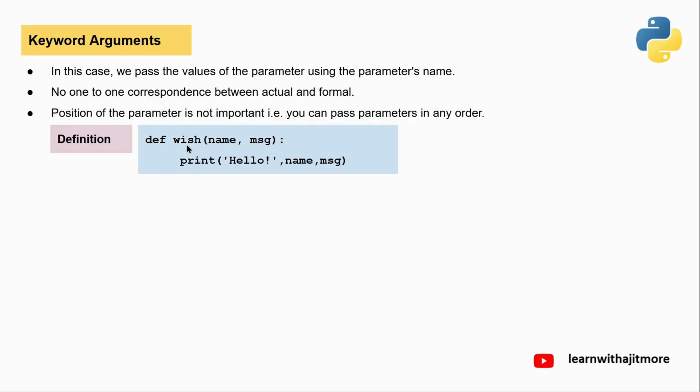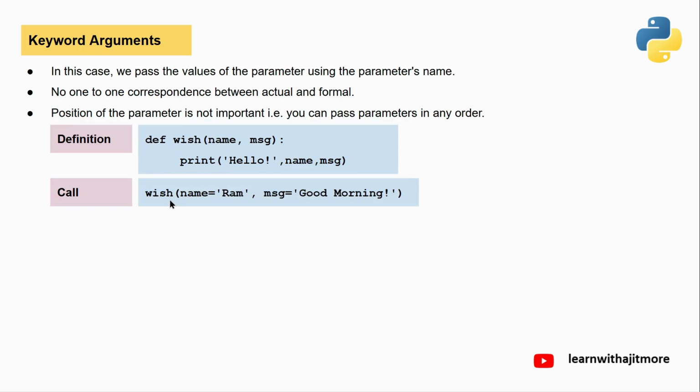Okay? So this is a function wish with two arguments, name and message. And we are just printing hello, whatever the name and the message. Now you're calling it. See, at the time of call, you're giving the actual and also telling which formal this actual is for. Ram is for name and good morning is for message. So when the function runs, the control will go there. It will run this function. It will display hello, Ram, good morning. I hope you got it.